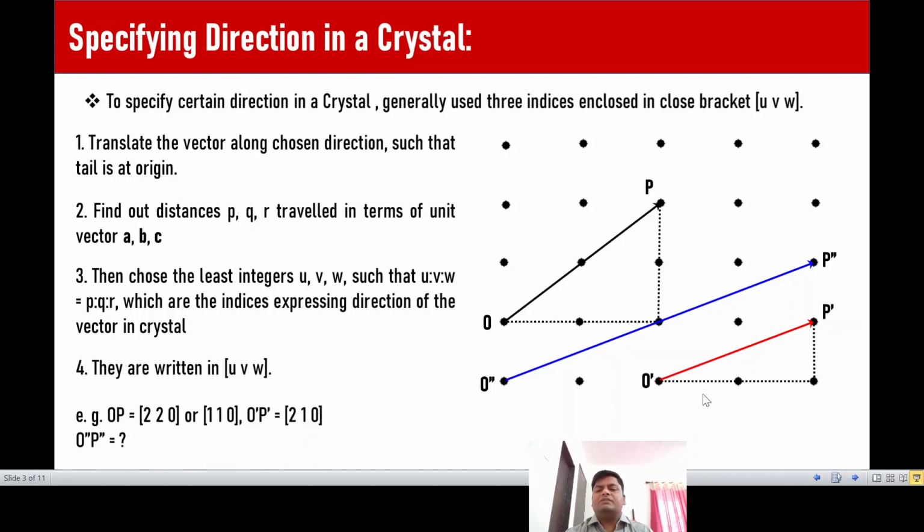Similarly for O' P', one can find the distances p, q, r. So p will be 2a, q will be 1b, and r will be 0c. So the least integers will be 2 and 1 in this case. So we can represent the O' P' direction by [2 1 0] in a closed square bracket. Now I will leave the assignment to you to find the direction O'' P''.